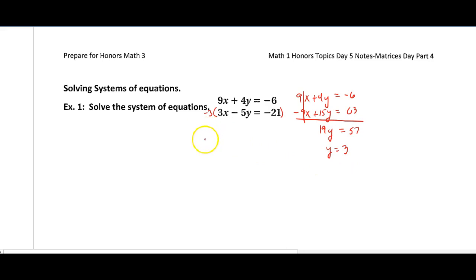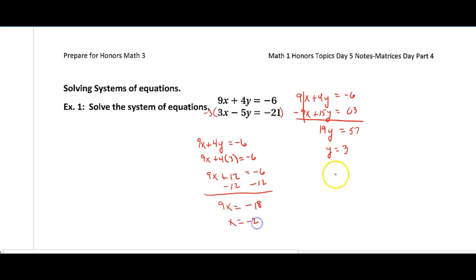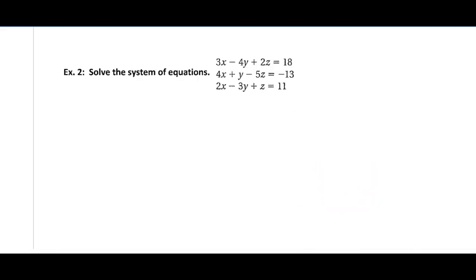Once I have the value of y, I can plug it into one of the equations. So 9x plus 4 times 3 equals negative 6. Now I can solve for x here. 9x plus 12 equals negative 6. Subtract that 12, 9x equals negative 18, x is equal to negative 2. So my ordered pair solution here is negative 2, 3.